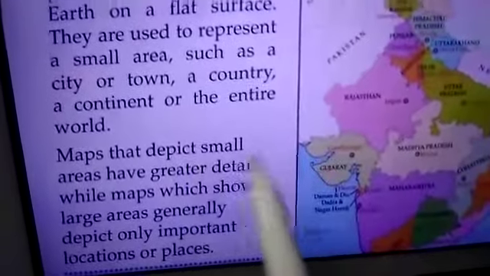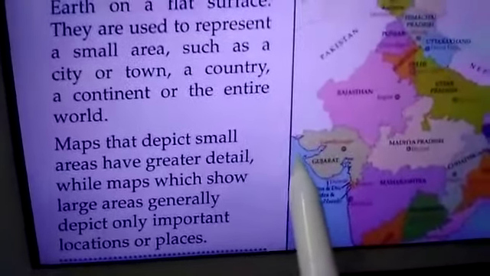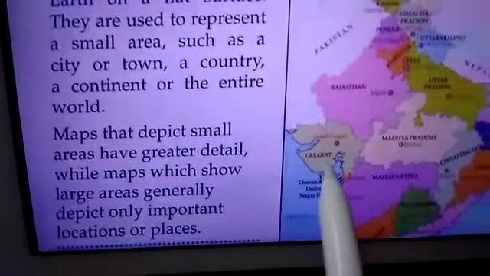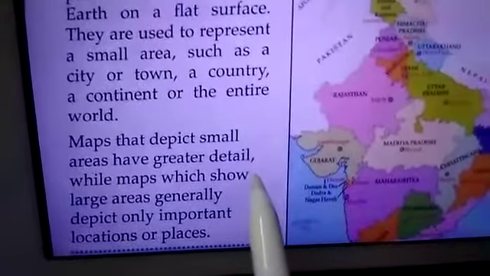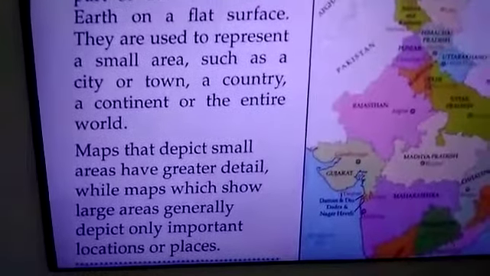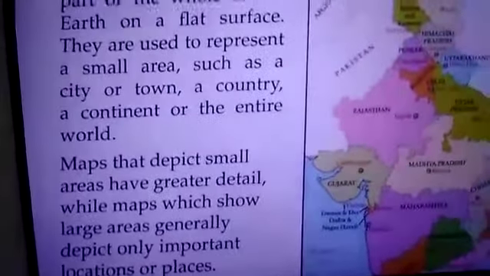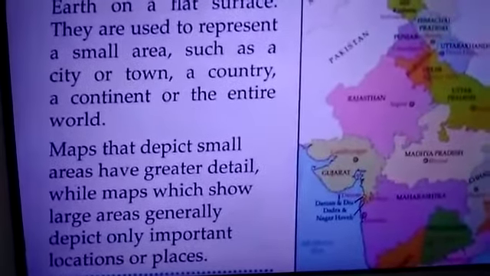Maps that depict small areas have greater details. Like if we have a map of our school, you can see all the classes, you can see the library and all the things that are there in your school through a map. But all these things you can't see through a globe.